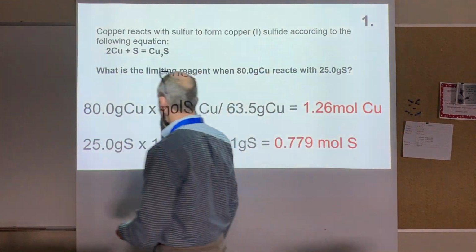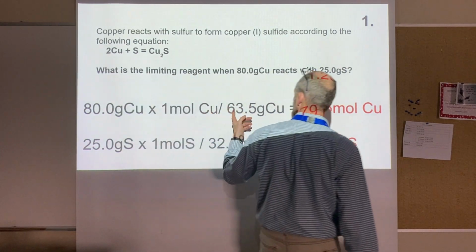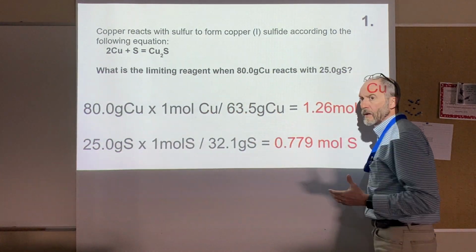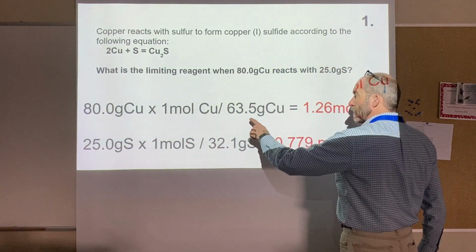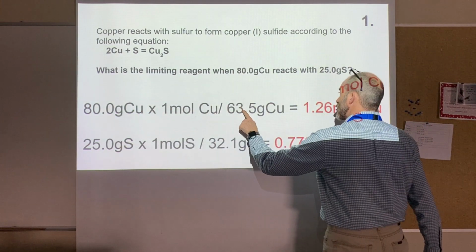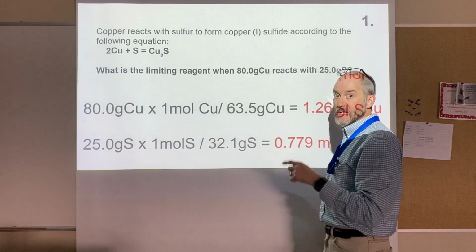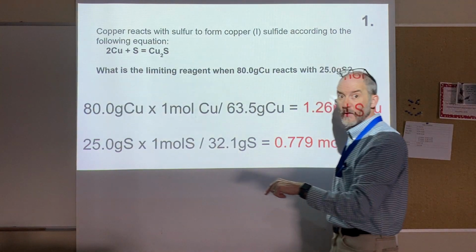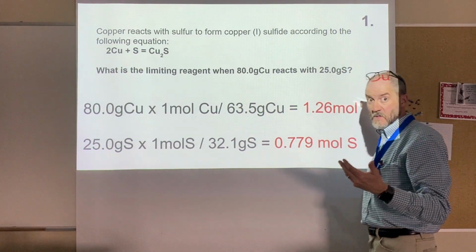Sure you can. So what do you do? You take your 80 grams of copper, you multiply by 1 mole of copper over 63.5 grams of copper. Where'd I get that? Straight off the periodic table, that's molar mass. I do my problem, which means I'm going to end up dividing this by this, and I get 1.26 moles of copper. So if I give you 80 grams, this is how many moles of copper that I have in this example.